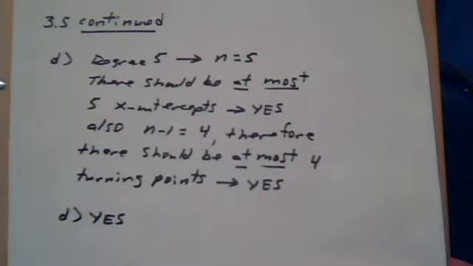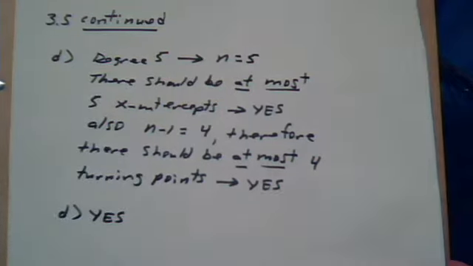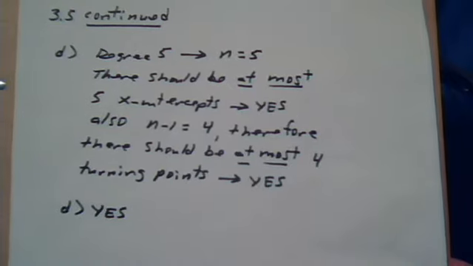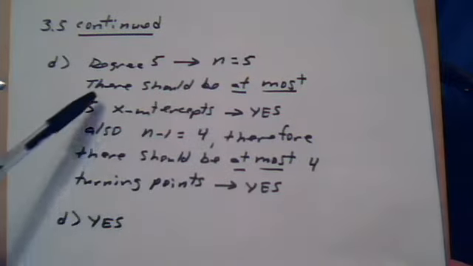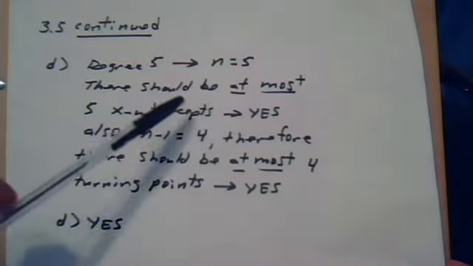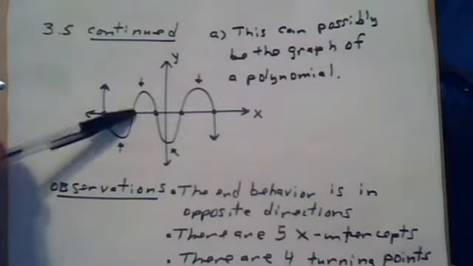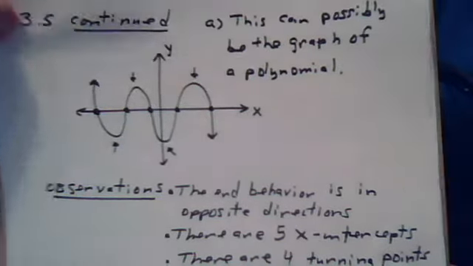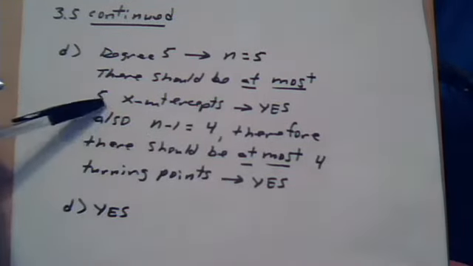And finally, can this be a degree 5 polynomial? In other words, n is 5. Well, it's pointing in opposite directions, so it has a chance. But we need to check the x-intercepts and the turning points. So if this is the degree 5, then there should be at most 5 x-intercepts. And if you look at the graph, 1, 2, 3, 4, 5, we have at most 5 x-intercepts. So we get a yes for checking the x-intercepts.